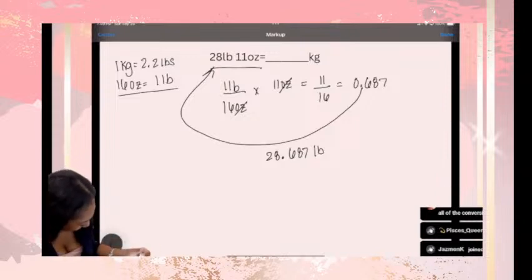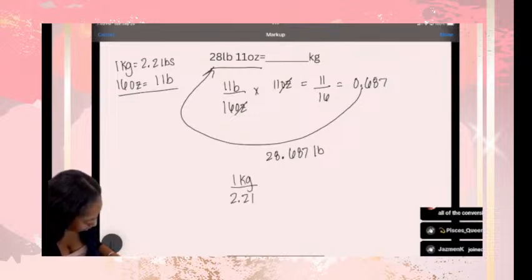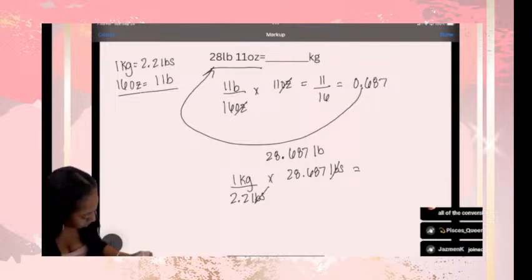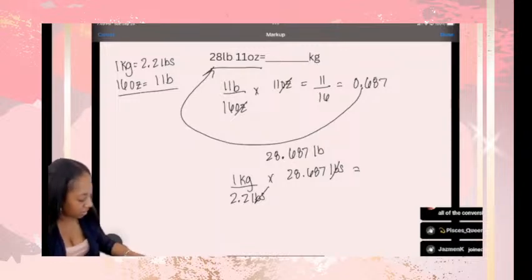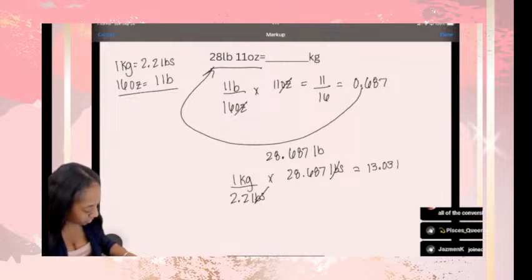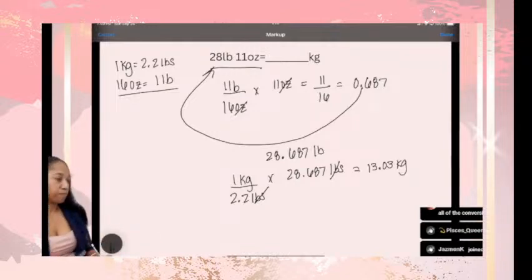All right, so I'm looking for kilograms. So 1 kilogram is 2.2 pounds. All right, I'm going to take my pounds and put them on the top so that they can cross out with what's on the bottom. Boom, boom. So that's going to be 28.675 divided by 2.2. I got 13.03 kgs. All right.